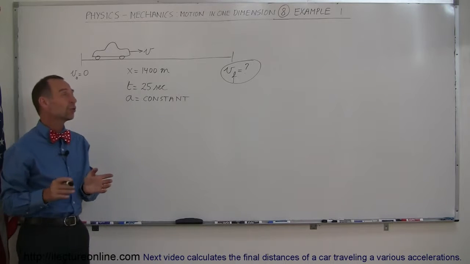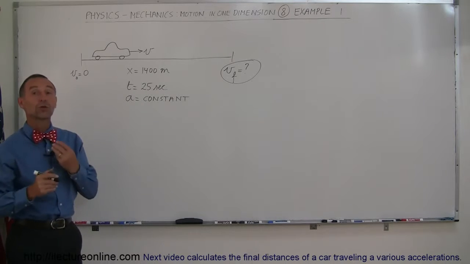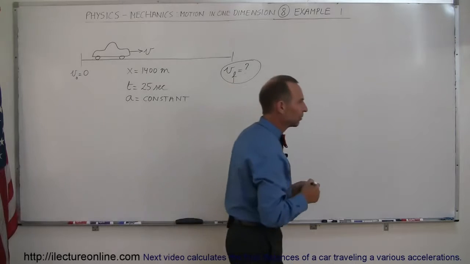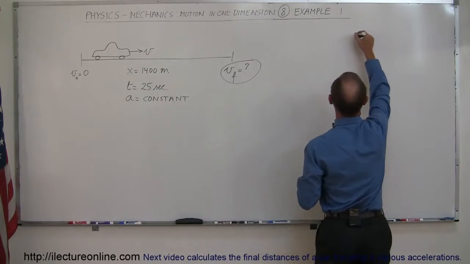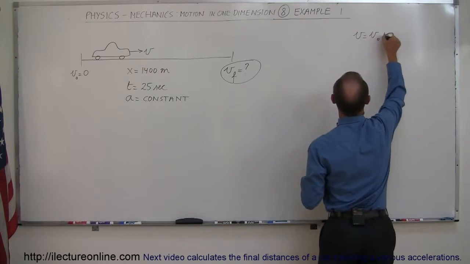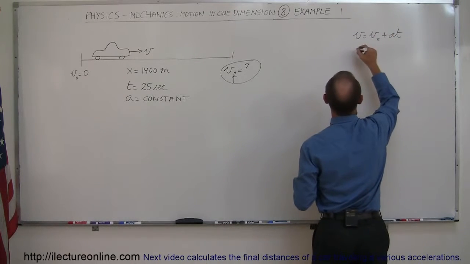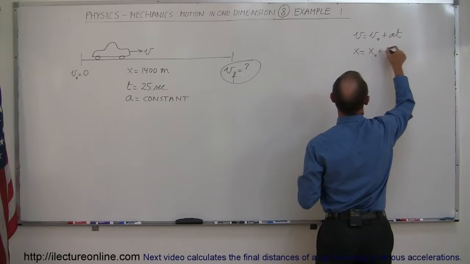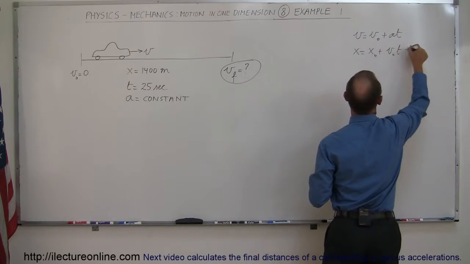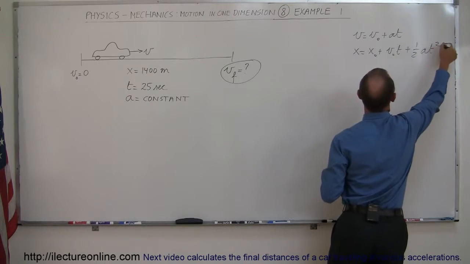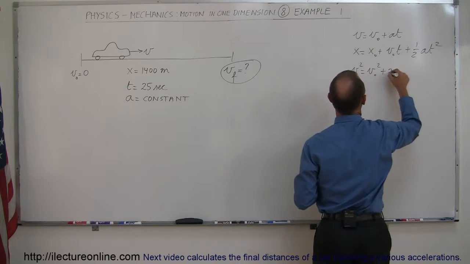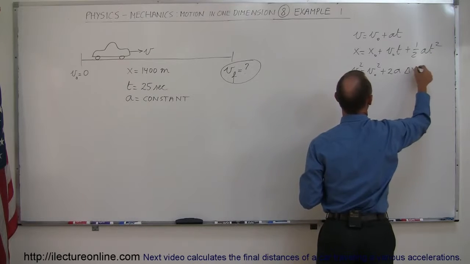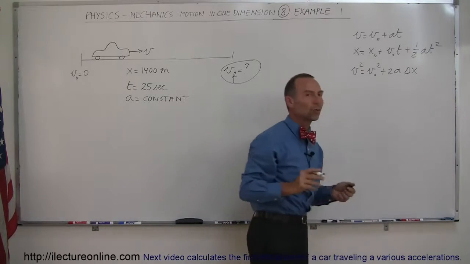All right, the first thing you want to do is draw or write down your three equations of kinematics. So let's do that. If you haven't already done so, you should memorize those three equations. First equation, V equals V sub naught plus AT. Second equation, X equals X sub naught plus V sub naught T plus 1/2 AT squared. Third equation, V squared equals V sub naught squared plus 2A times delta X. All right, those are the three equations.